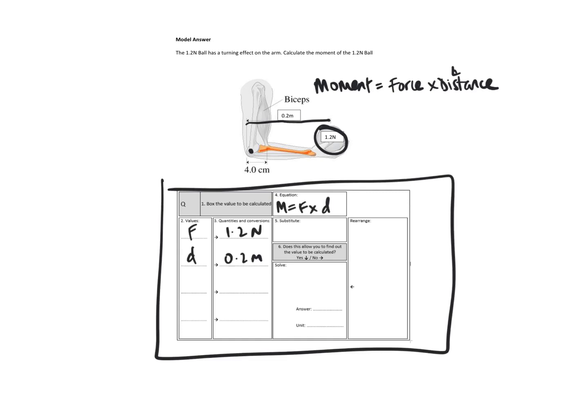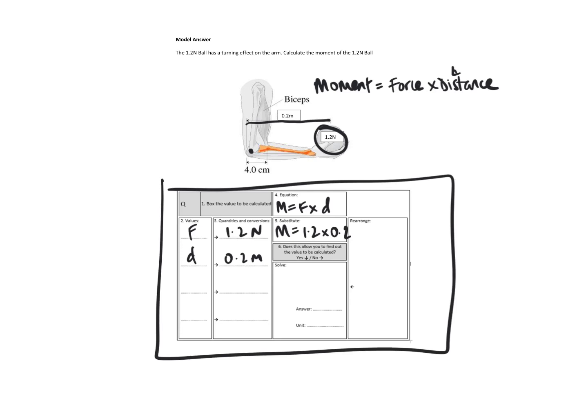So moment is force times perpendicular distance. We've got a force of 1.2 newtons caused by the ball, and the distance away from the pivot is then 0.2 metres. So then for point 5, where we substitute the answers in, we can see that the moment is the force, 1.2, times the distance, which is 0.2. And does this allow us to find the value to be calculated? In other words, do we need to rearrange? Well, no, because we've got the moment equals in this format, so we can then solve the answer.